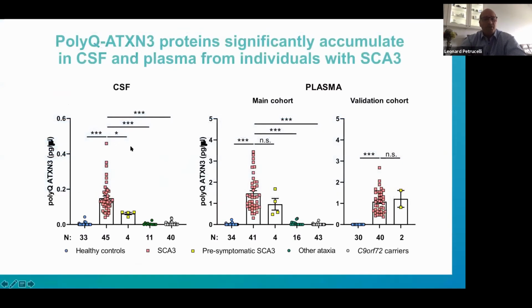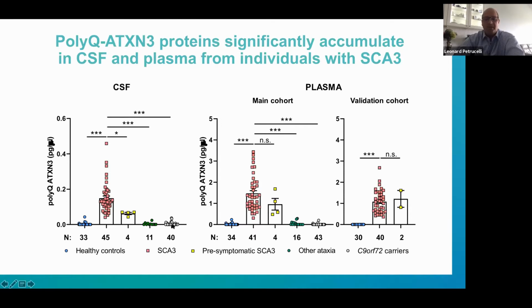Shown here, using this polyQ assay, you can see that we were able to detect a very specific signal in the SCA3 mutation carriers compared to healthy individuals. We were also able to see, albeit at lower levels, some polyQ in the pre-symptomatic patients with the mutation. We were unable to detect a specific signal in either the other ataxias or the C9 mutation carriers.